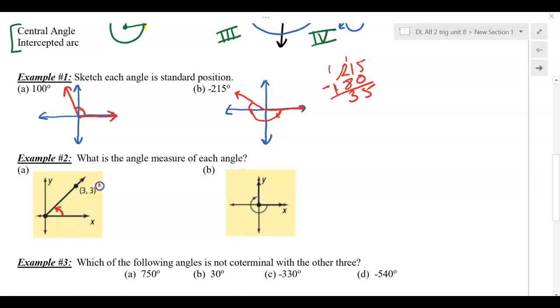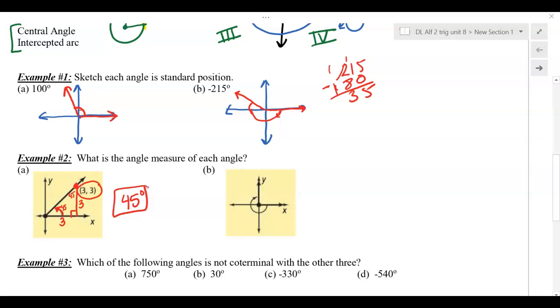And there's a hint here. See how they tell you the side passes through 3, 3? That means if you drew a triangle back to the x-axis, and you know to get to this point you went 3 to the right and 3 up, you would have an isosceles right triangle, and that would make each of these angles 45 degrees. So the angle drawn in the picture is 45 degrees.